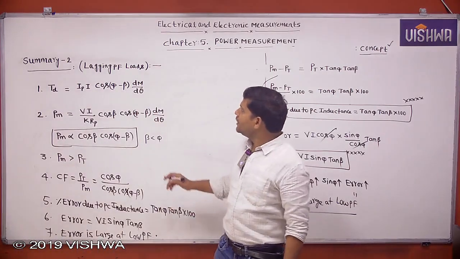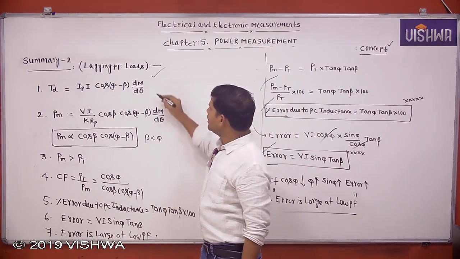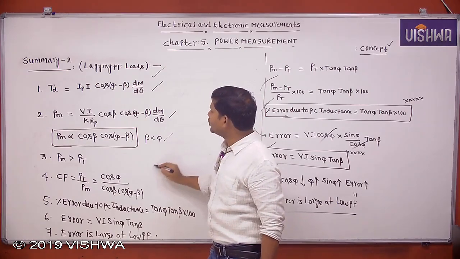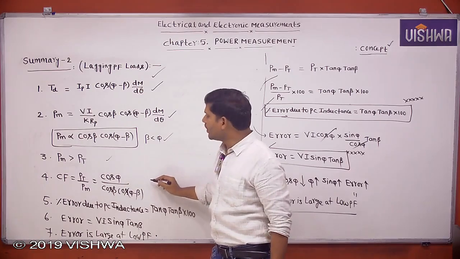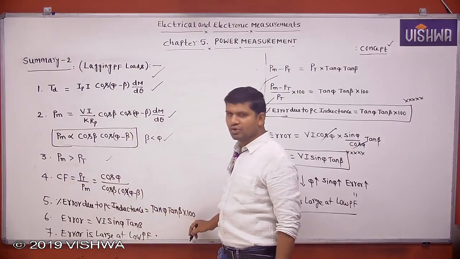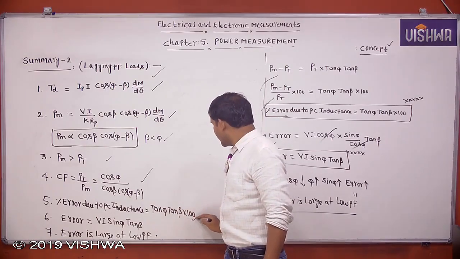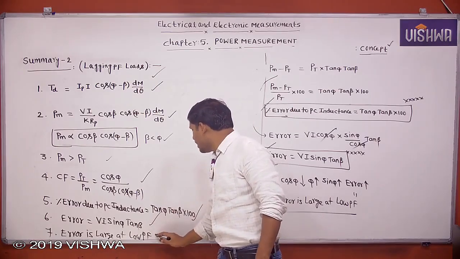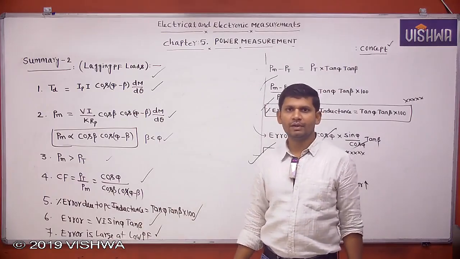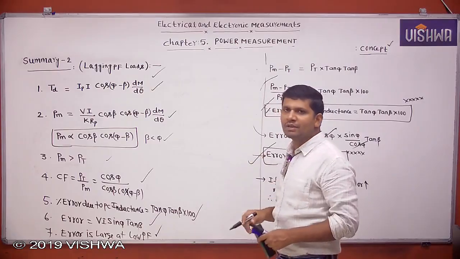Okay, this is summary 2 with respect to lagging power factor loads. Every point is important. What is the deflecting torque equation? What is the measured power? Measured power is proportional to, measured power is greater than true power. Because measured power is greater than true power only, we are getting error is positive. Yes, error is positive. This is the correction factor. What is the percentage error? What is the error? Error is large at low power factors. Clear? Okay, this summary you concentrate.